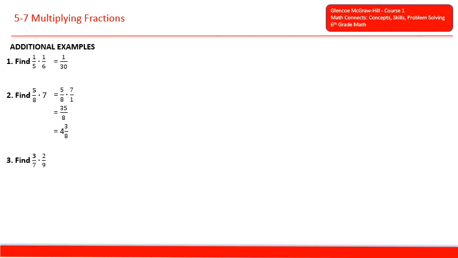3/7 times 2/9. We can simplify the 3's. So 3 goes into 3 once, 3 goes into 9 3 times. That is the only thing we can simplify. We multiply 1 times 2 to get 2, and 7 times 3 to get 21, and we end up with 2 over 21. Algebra, evaluate PQ if P equals 3/4 and Q equals 8/9.